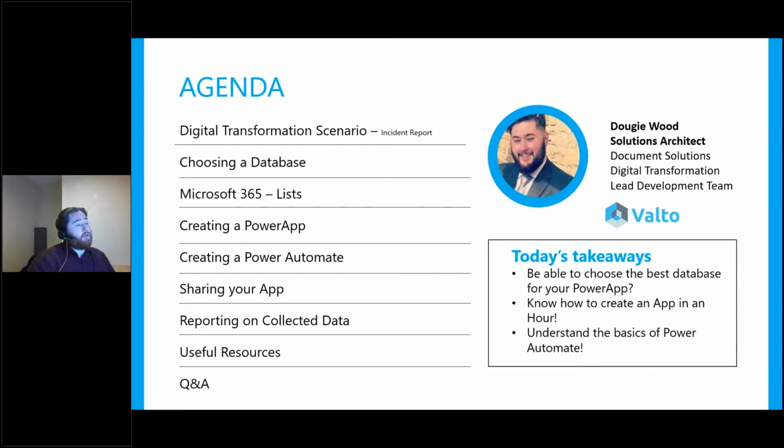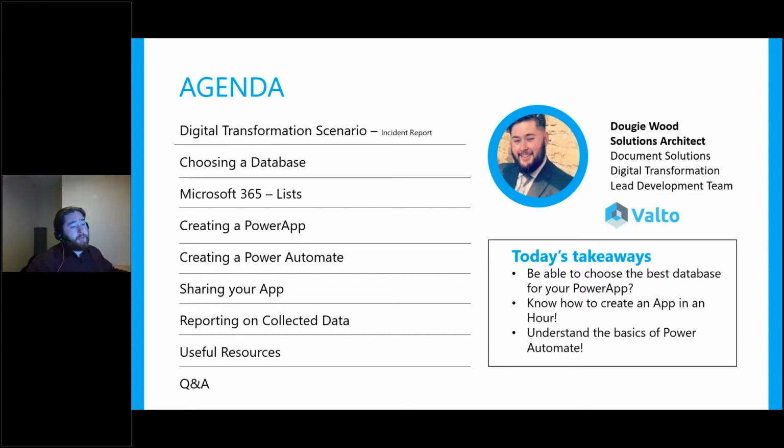Then we're going to take a little look at creating a Power Automate. Power Automate is a way of creating automated workflows using Office 365. We're then going to look at sharing the app and sending that out, as well as reporting on that collected data and how we create views of the data directly inside of our list. At the very end, I've got some useful resources that might be of interest to you, and there will be time for a general Q&A if you've got any questions. I'll give you roughly an hour of presentation. Following that, we will be doing a Q&A session and answering your questions.